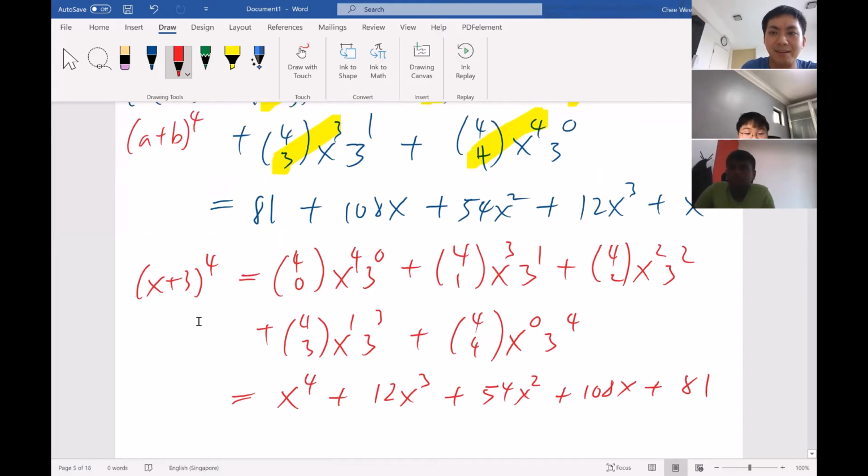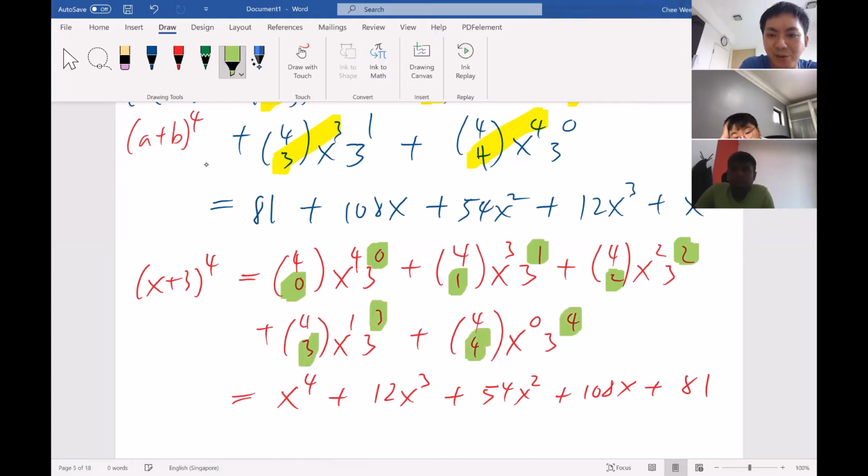Okay? So you can see that in this expansion here, this guy here is always following the second guy instead. If you know the power of either x or 3, you will always know the power of the other guy because they must sum to 4. And it is this symmetry of the binomial theorem that a lot of students just lose it already.